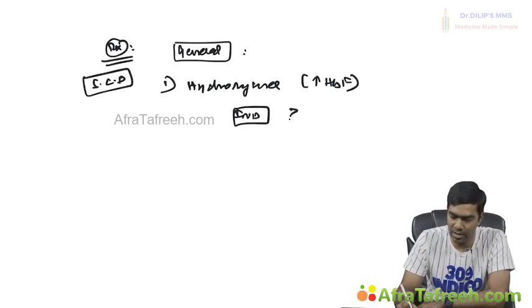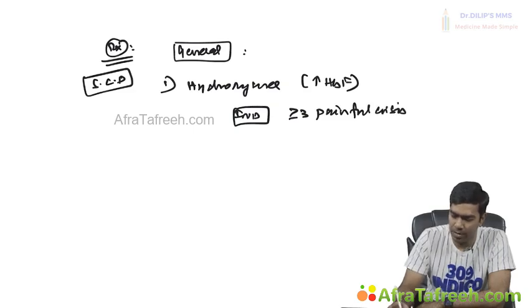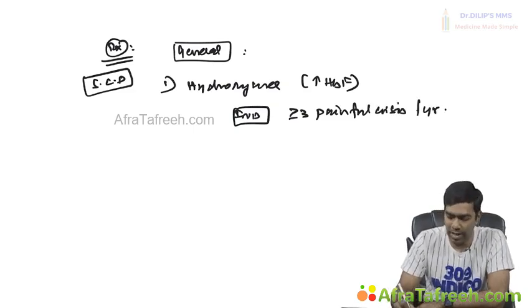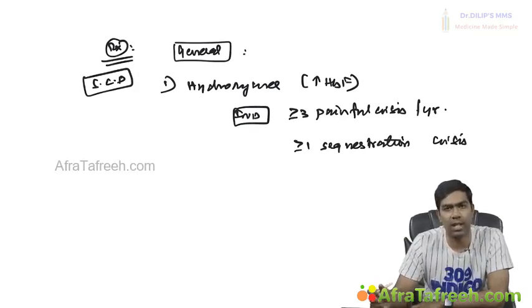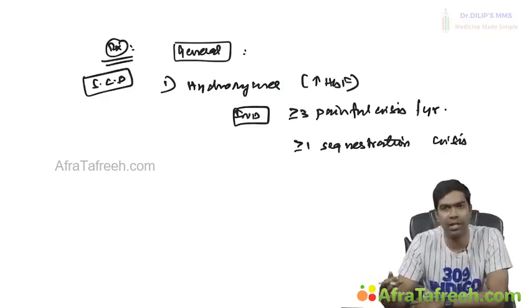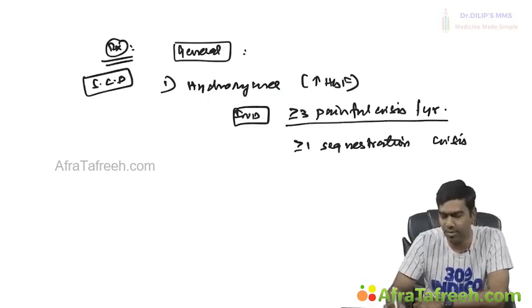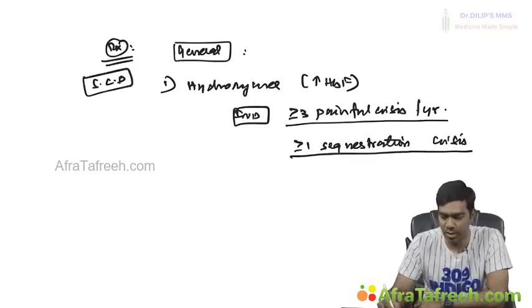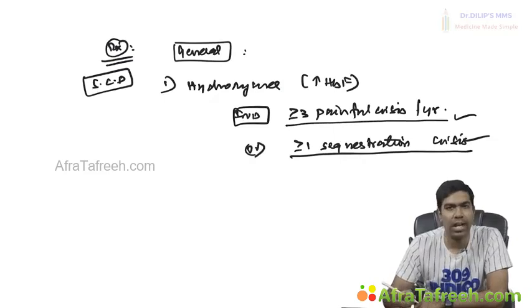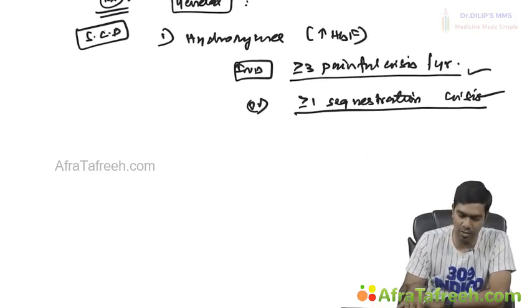So what are the indications? At least more than 3 painful crises per year, or at least a single sequestration crisis. Sequestration crisis like splenic sequestration or acute chest syndrome. All these are characteristic examples of a sequestration crisis. Painful crisis is different. That bone crisis is a completely different entity. So at least 3 painful crises, that is because of bone problems, or at least a single sequestration crisis. So these are the indications. If any one is there, then you can start hydroxyurea.